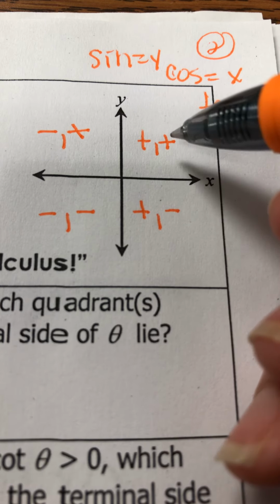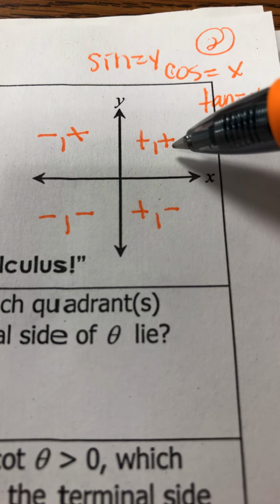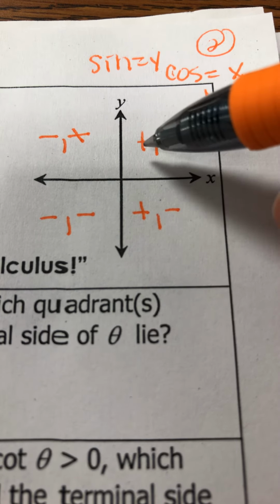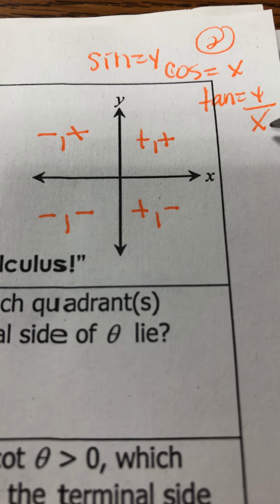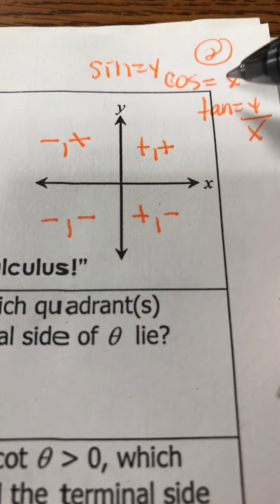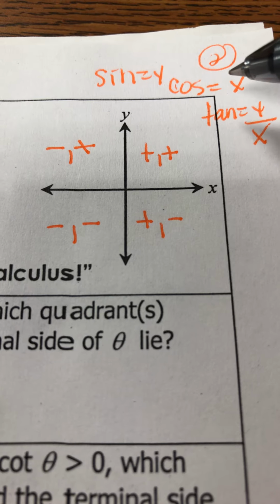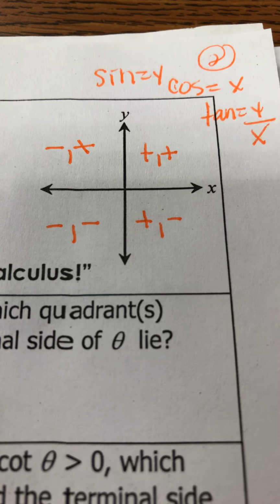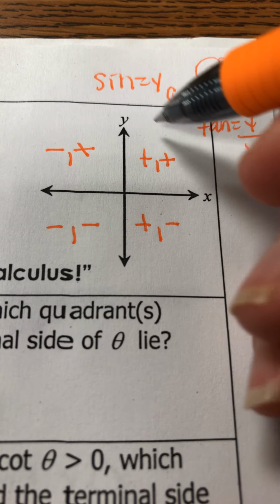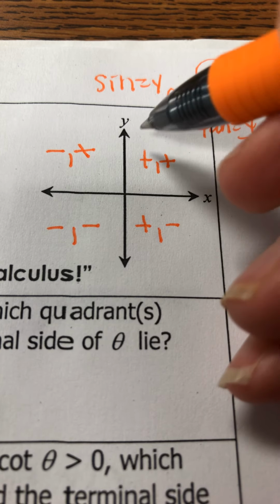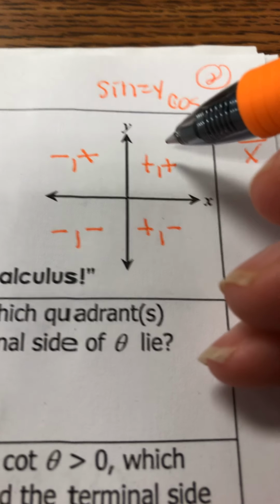In quadrant 1, y is positive, x is positive, so positive over positive is positive. So if sine, cosine, and tangent are all positive, then cosecant, secant, and cotangent are all positive. So all of our trig functions from quadrant 1 are positive.